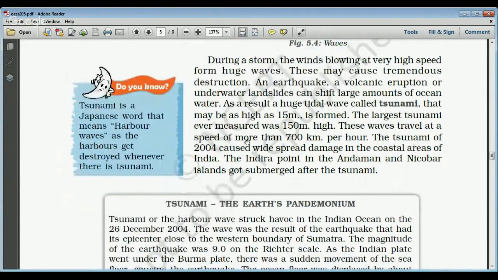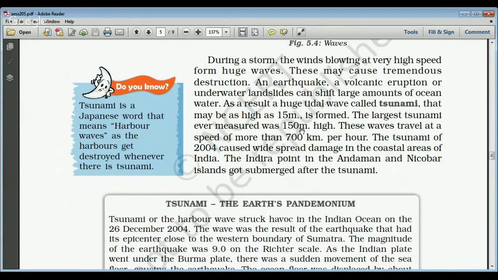And the largest tsunami ever measured was more than 150 meters in height. The height of these waves may be affected by various factors, like whenever there is an earthquake, volcanic eruption or underwater landslides, then they shift a large amount of ocean water. And the same process happens in a tsunami also. See, a tsunami actually occurs after an earthquake.